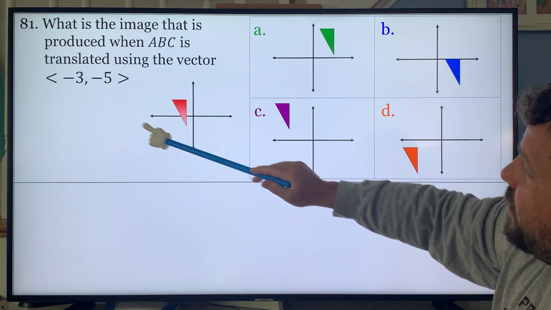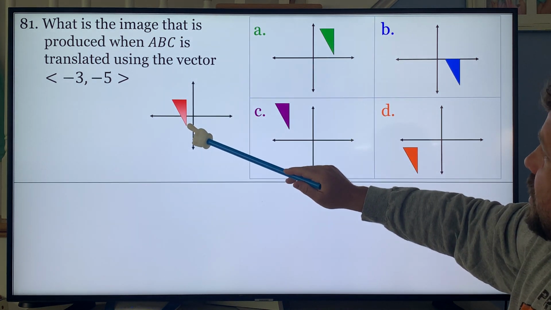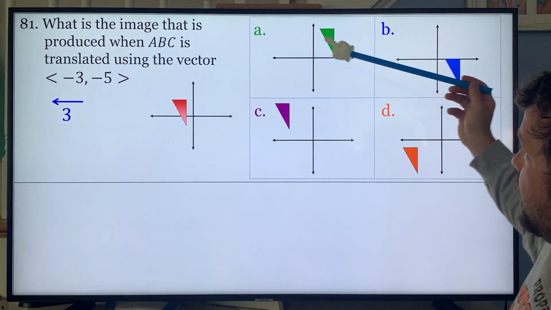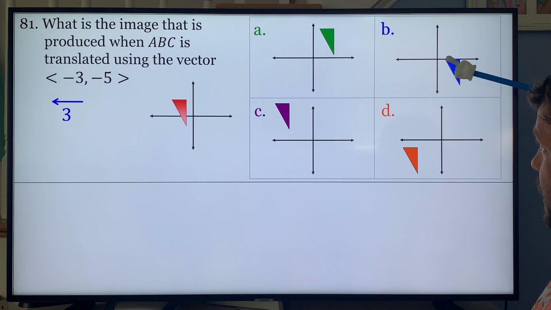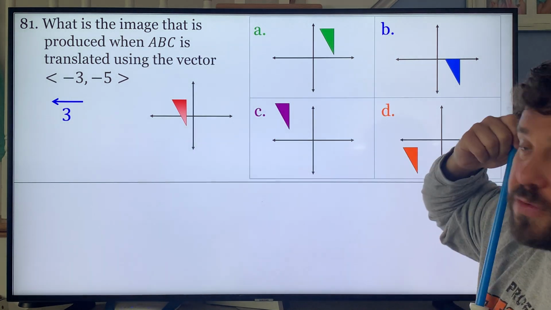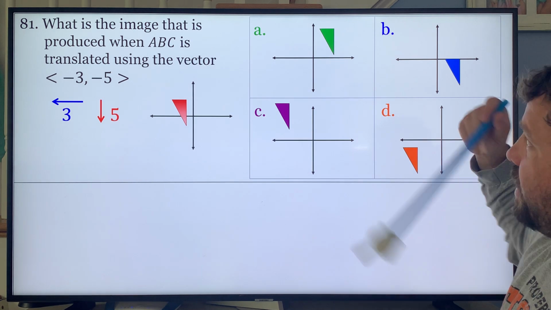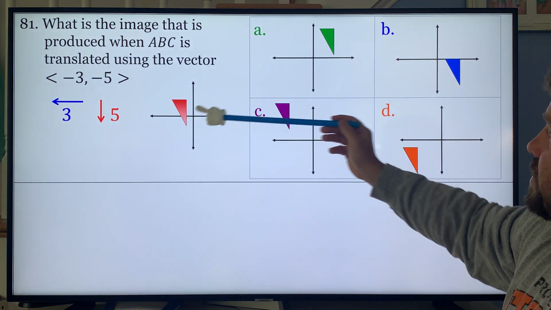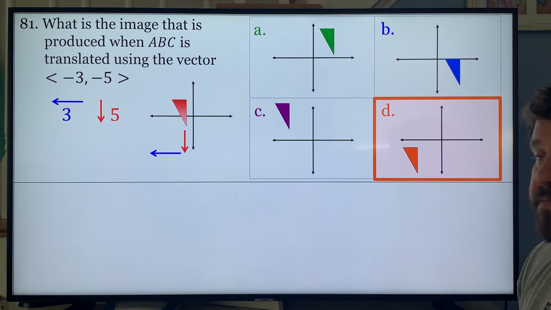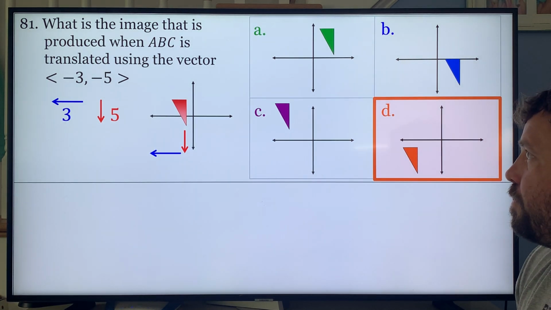-3, -5. So I'm going to take this vector. If I go -3, I'm going 3 to the left. So obviously A is bad and B is bad, because those move the figure to the right. -5 moves 5 which way? 5 down. So obviously not C. Answer has to be D. That's an easy one.